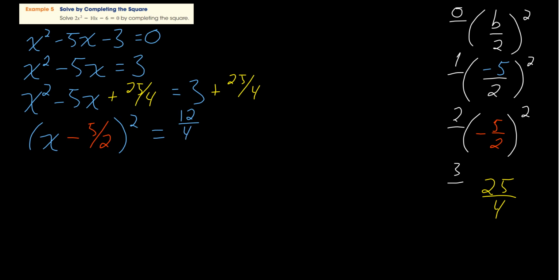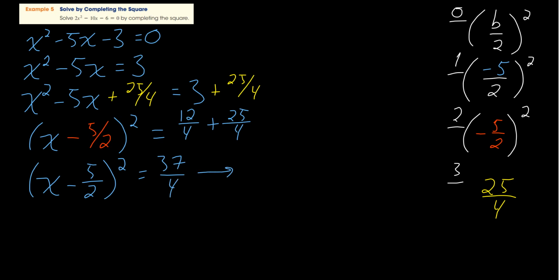12 fourths. So 12 fourths is the same thing as 3, right? 12 divided by 4 is 3, so that's fine. Plus 25 over 4. Okay. All right, well, 12 fourths and 25 fourths, they have a common denominator. That common denominator obviously is 4, so all we have to do is add the numerators. So I can proceed here. X minus 5 halves quantity squared is equal to 37 over 4.